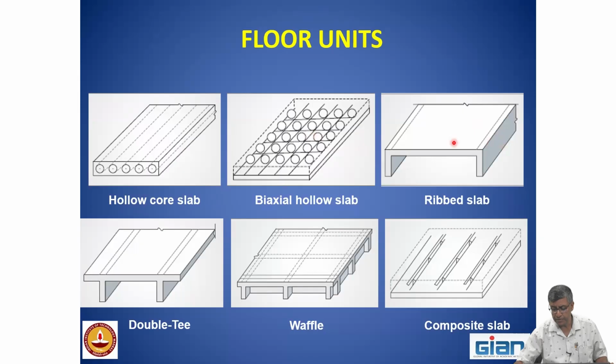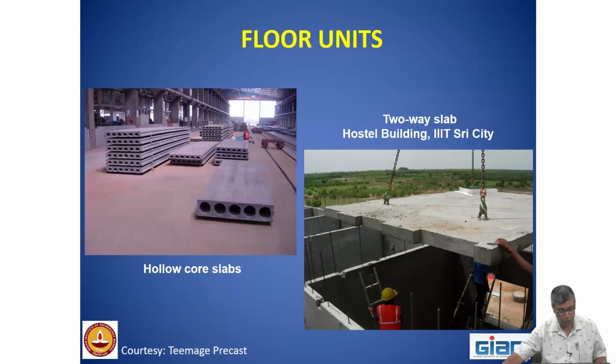The ribbed slabs are like stiffened slabs. Double T's are the larger version of the ribbed slabs. Even waffle slabs can be precast, and composite means that we are designing the precast and the cast-in-place slab together to act as a composite roof. This is what I had shown yesterday, the hollow core slabs. On the right side is the two-way roofing element used in Sri City.